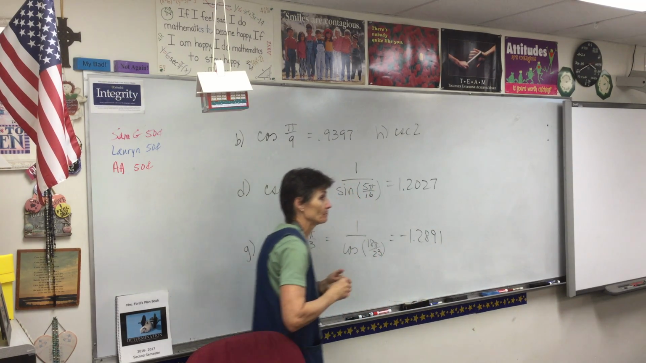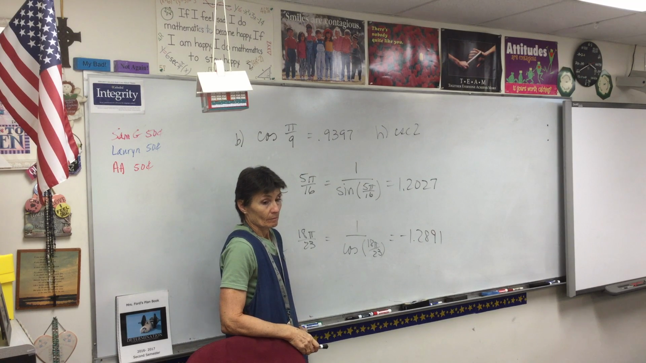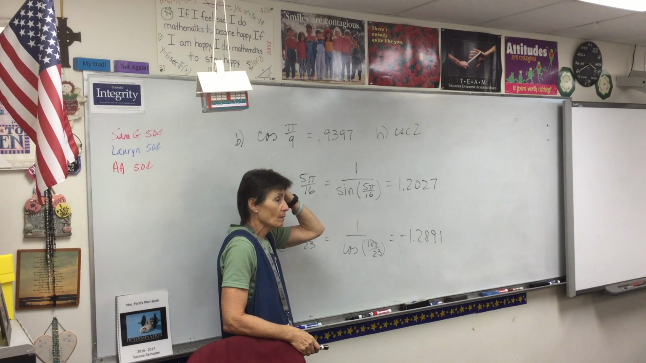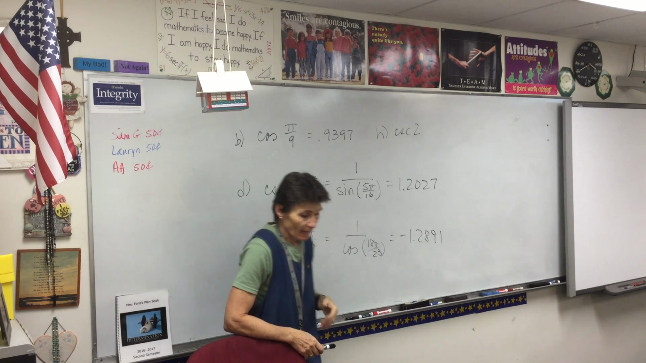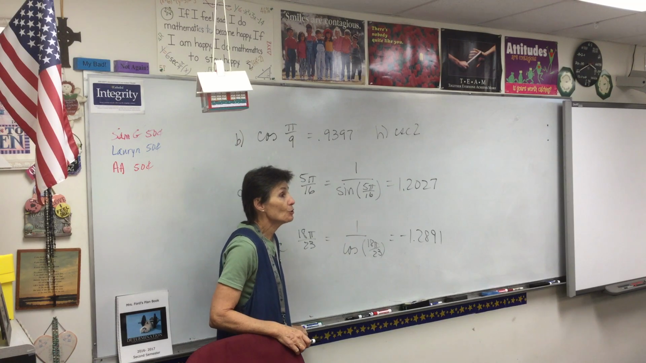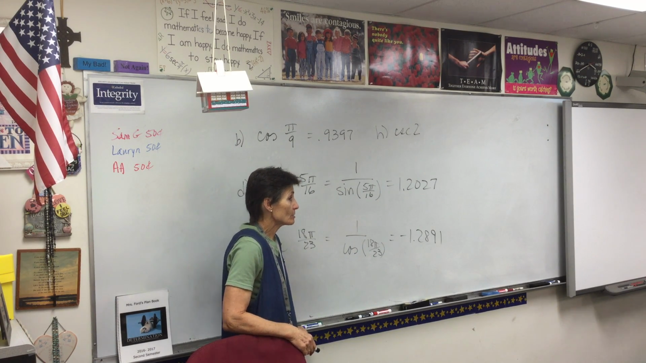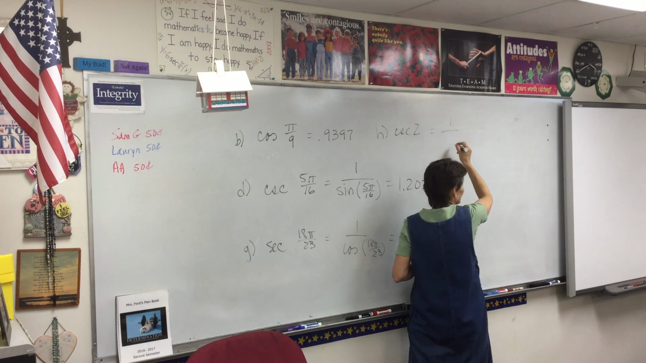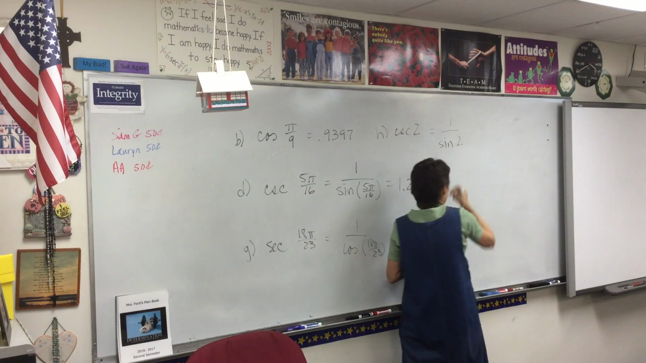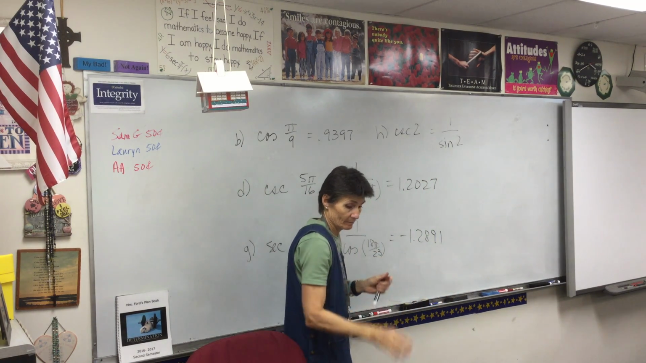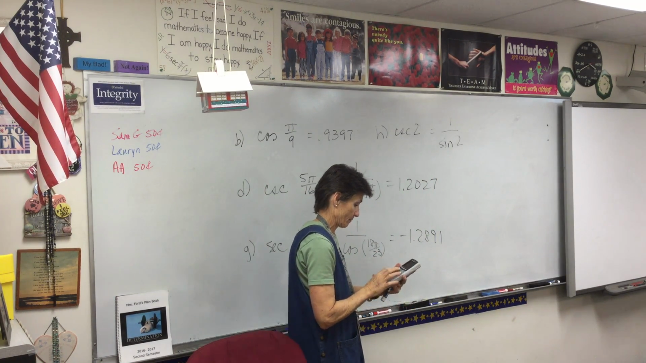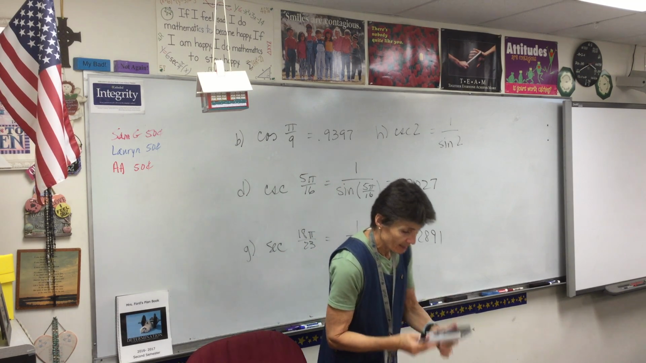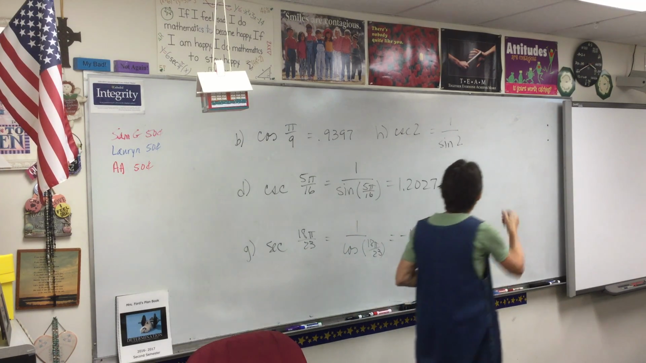Do we match? Everybody matching okay? All right, last one, cosecant 2. Well, you don't have a cosecant button, so what are you going to press? 1 divided by sine 2? 1.0998.